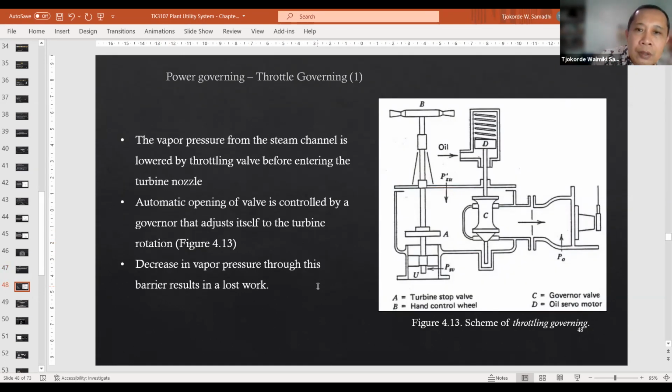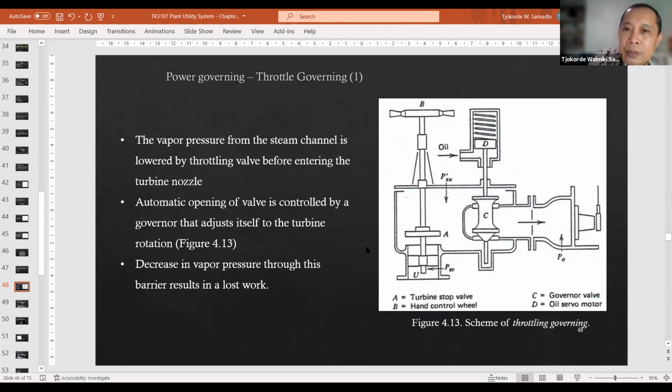This one is throttle governing. The vapor pressure from the steam channel is lowered by a throttling valve. Jadi ada valve yang mencekik atau menthrottle steam itu sehingga tekanannya berkurang sebelum masuk ke turbin. And automatic opening of the valve is controlled by a governor. This one is the governor, that adjusts itself to the turbine rotation.